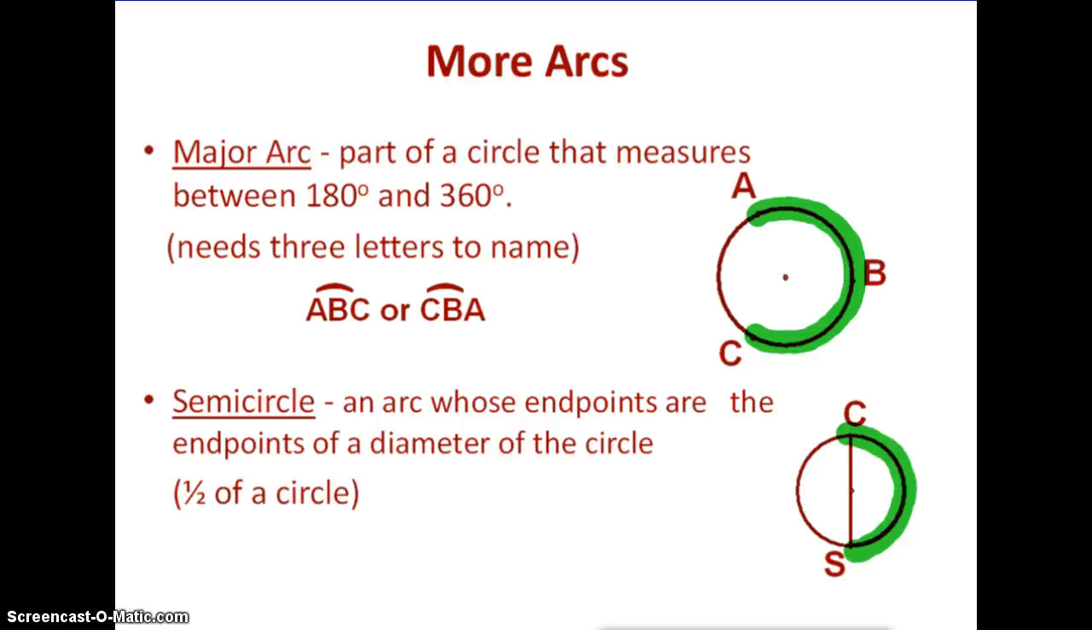Now, we have a semicircle, and this is any time that I draw a diameter, and then if I go one arc from the point of one diameter to the point of the other diameter, it's going to be a semicircle. Semicircles can be named with either 2 or 3 letters because it doesn't really matter since they're exactly 180 degrees.